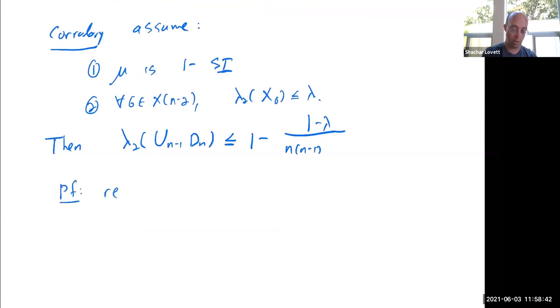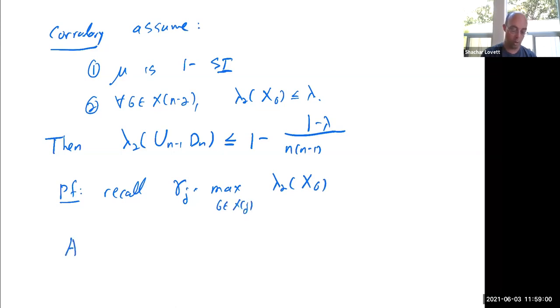So recall this definition we saw last time, I think we called it gamma j. So gamma j was just the maximal lambda 2 of X sigma, over sigma in the jth level.